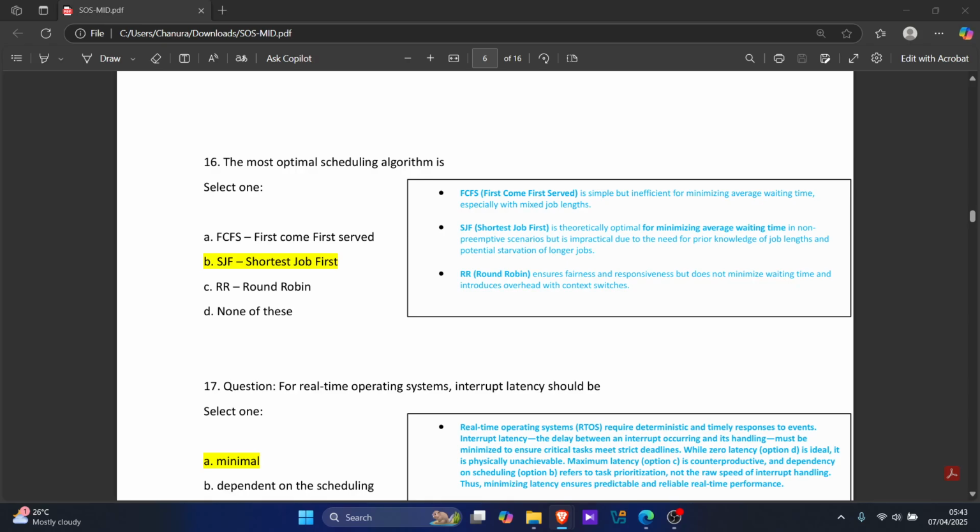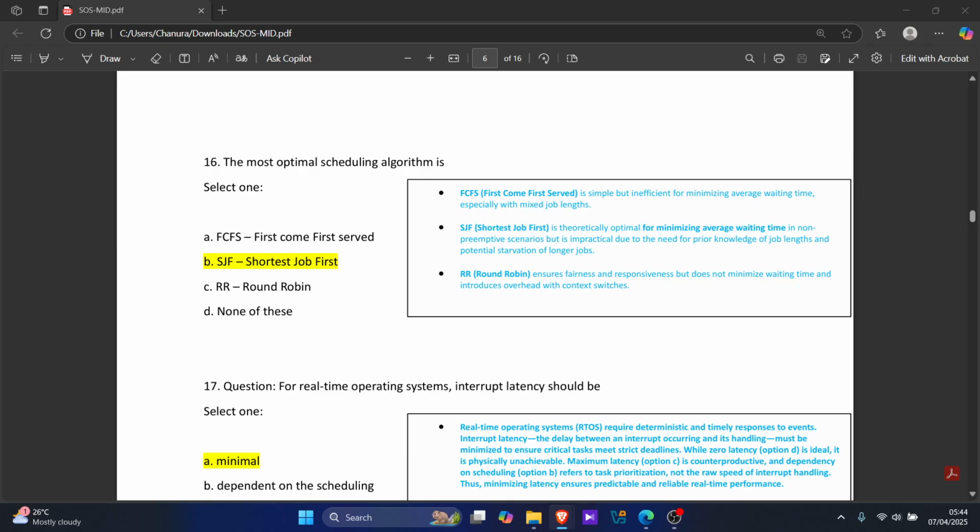But I need to think again, the question is asking for the most optimal scheduling algorithm, not the practically best or the one that works in all cases. So theoretically, SJF is optimal. Therefore, the answer should be B. But maybe the question is designed to have answer D. None of these, because maybe they consider that the optimal is a different algorithm not listed.